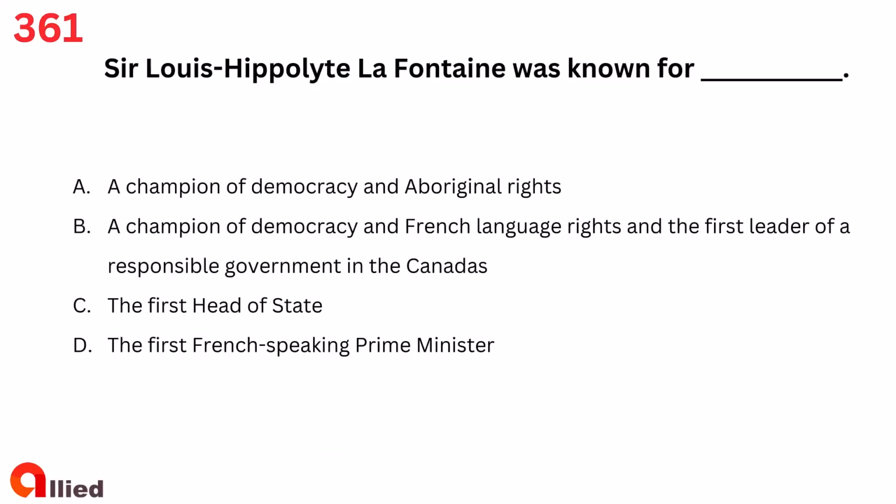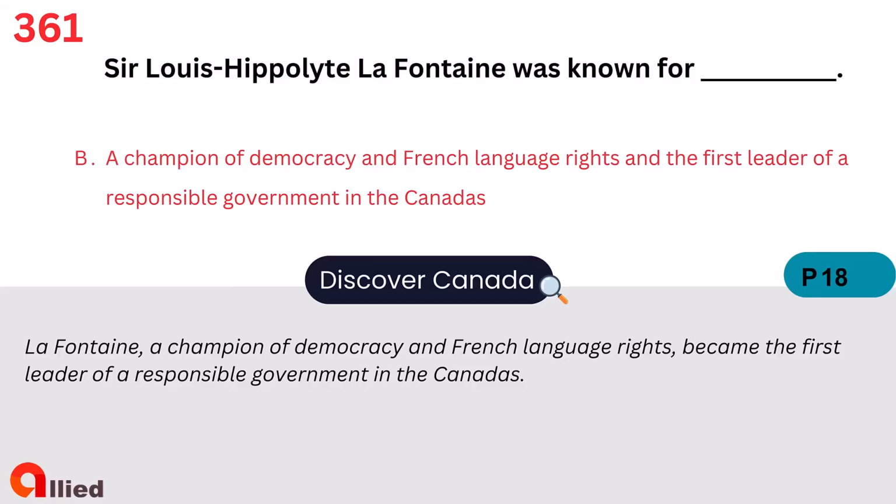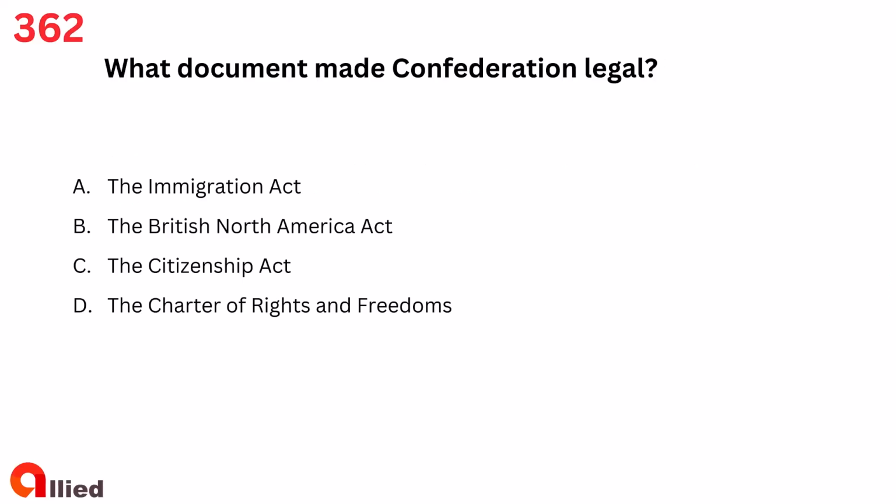Question 361. Sir Louis-Hippolyte Lafontaine was known for A. A champion of democracy and Aboriginal rights. B. A champion of democracy and French language rights, and the first leader of a responsible government in the Canadas. C. The first head of state. D. The first French-speaking prime minister. The answer is B. A champion of democracy and French language rights, and the first leader of a responsible government in the Canadas.